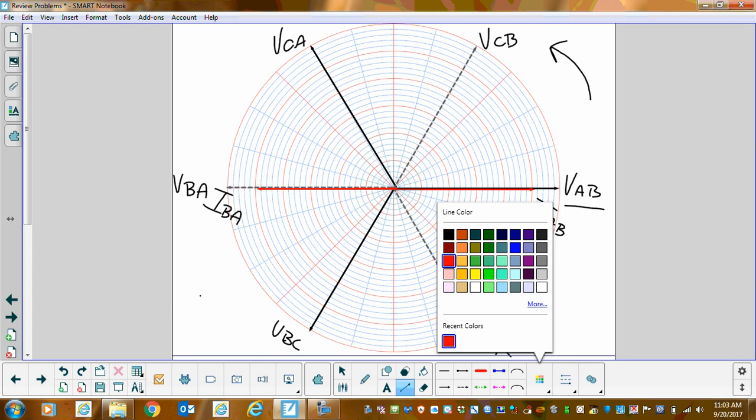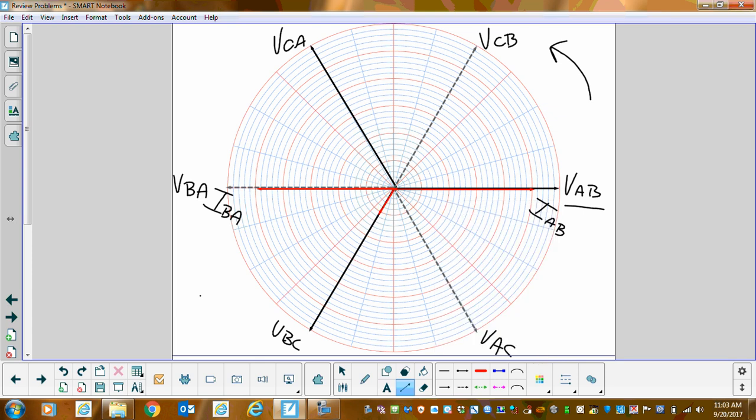So if we count our little red circles, what do we have here? 1, 2, 3, 4, 5. So we need to go about 2.5. So let's do that. We're going to go 2.5, 1, 2.5. We're going to do that one, and we're going to do this one at the same time. Why not? Okay. And so that is current BC, and this is current CB.